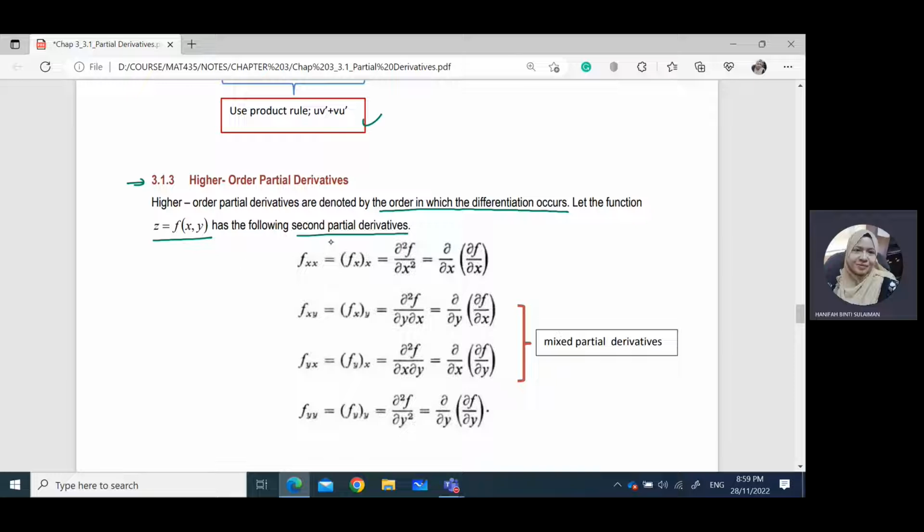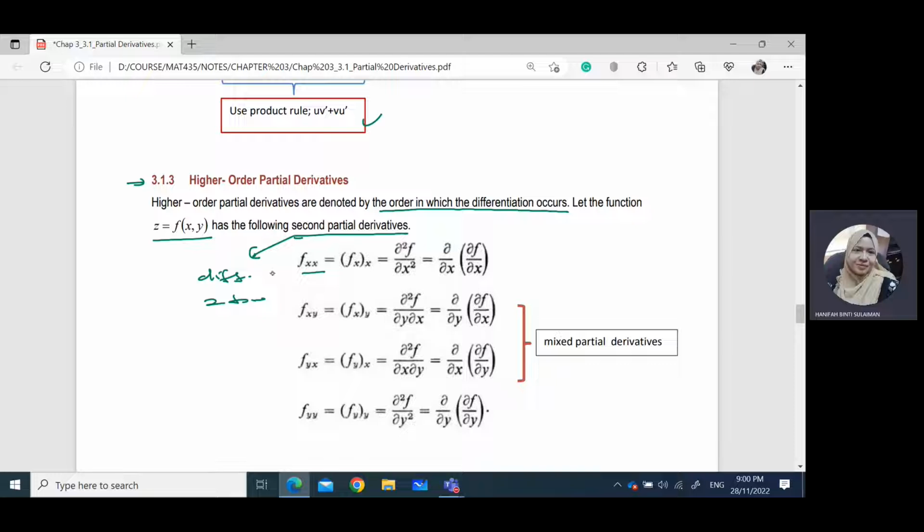Alright, so now look at this one. So, untuk yang ini, second partial derivative means that differentiation occurs 2 times, 2 kali. Okay, so bila macam mana kita nak tahu berapa banyak order yang dia buat ataupun berapa banyak kali differentiation itu berlaku, you lihat di sini. Kalau XX means that it is about 2 times ataupun twice. So we call it a second order.